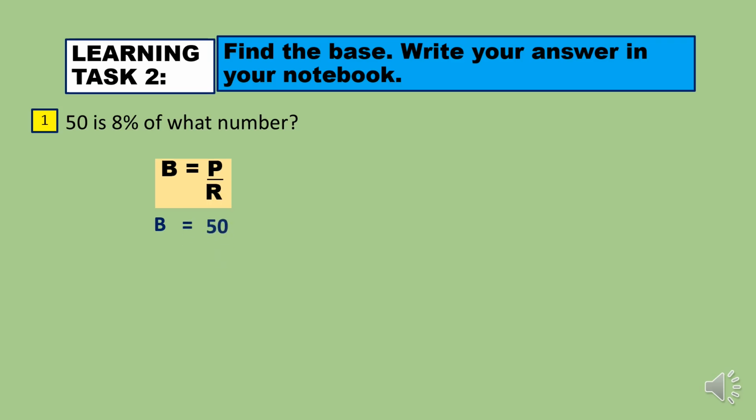The value of P is 50 divided by rate na 8%. 50 divided by 8%, ang 8%, i-change natin sa decimal form, and that is 0.08 or 8 hundredths. 50 divided by 8 hundredths, and that is 625. So, 50 is 8% of what number? The answer is 625.